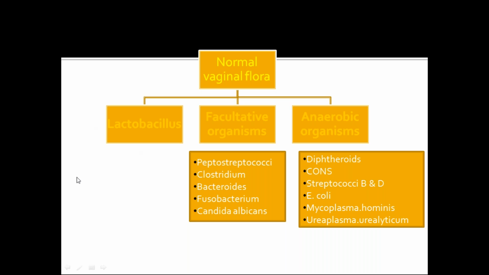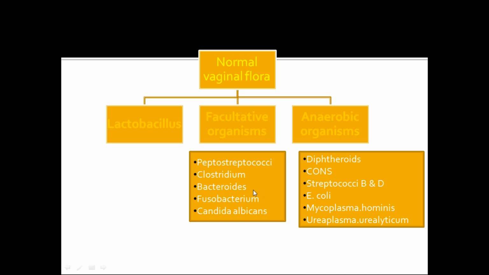So normal vaginal flora. What does normal vaginal flora contain? The most important organism is the lactobacilli, and you can find facultative organisms and anaerobic organisms. When present in small numbers, they are non-pathogenic. When they are present in large numbers, they become pathogenic.